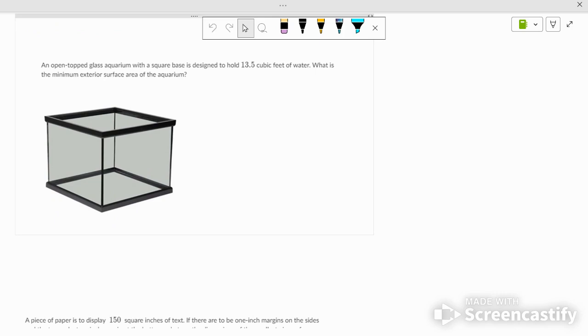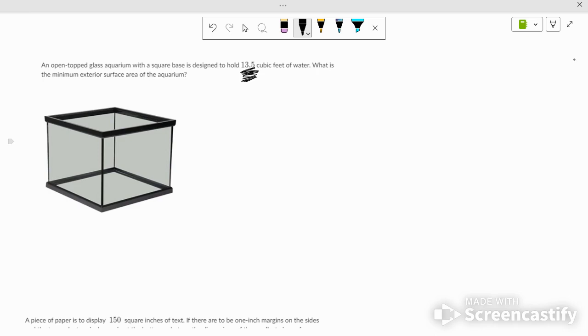You're told that some company says, hey, we want these aquariums for the fish. We want them to hold 13.5 cubic feet of water, and we want them with a square base. And you're going, well, I want to build them so there's the least amount of glass possible, so I can save the most money and make the biggest profit possible. Calculus allows you to figure out how to do things like that.